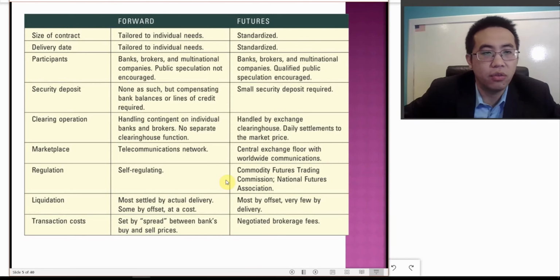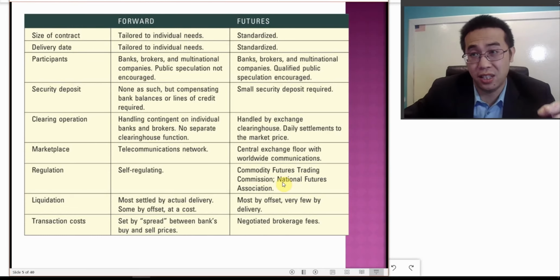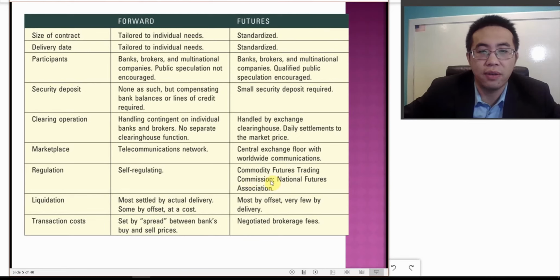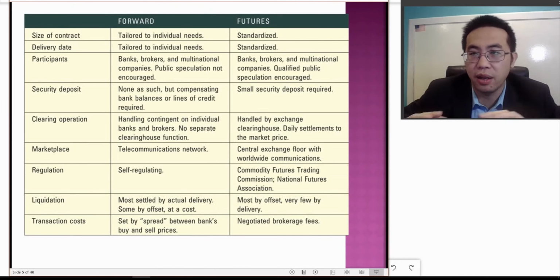And for regulations, the forward is self-regulated. It just needs to follow the contract law of the country. And for the futures, since the futures is a security which can be purchased and then resold, there need to be more regulations on these securities. So you have the Securities Exchange Commission, which is a federal agency to oversee the financial markets in this country. You also have the Commodity Futures Trading Commission, designed to supervise the futures trading only, and also the National Futures Association.